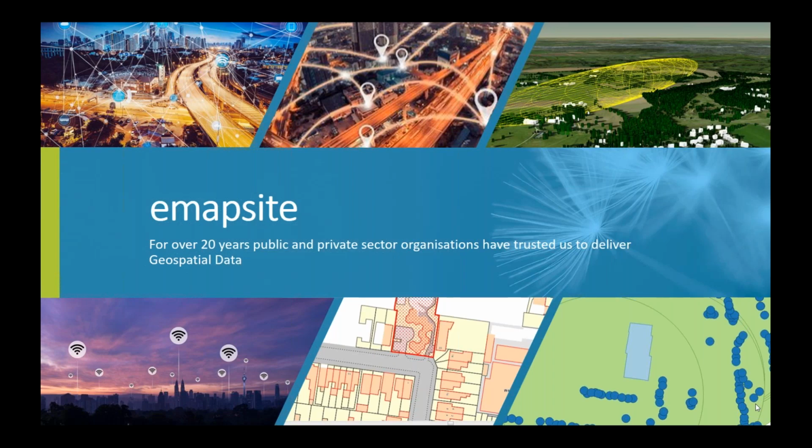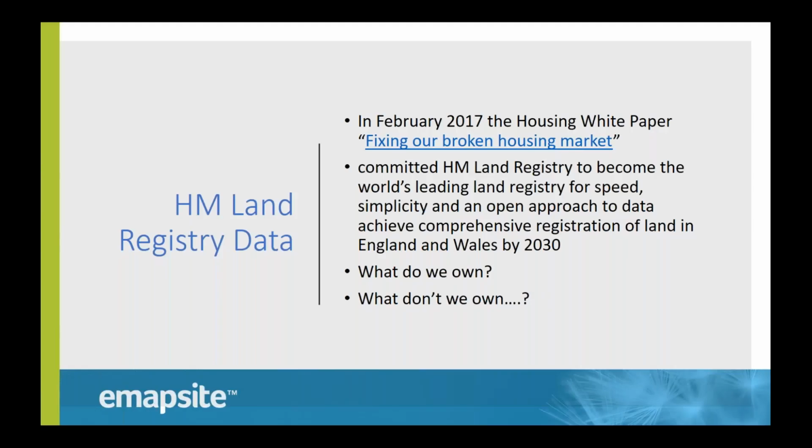So I'm just going to give you a brief overview of the emergence and the accessibility of the land registry data. On the next slide, you'll see the publication of the 2017 Housing White Paper, Fixing Our Broken Housing Market. Basically, it detailed the commitment to achieve the comprehensive registration of land in England and Wales by 2030. Many landowners, asset owners, housing associations, local authorities and government bodies were faced with two very important questions: what do we own, and what don't we own?